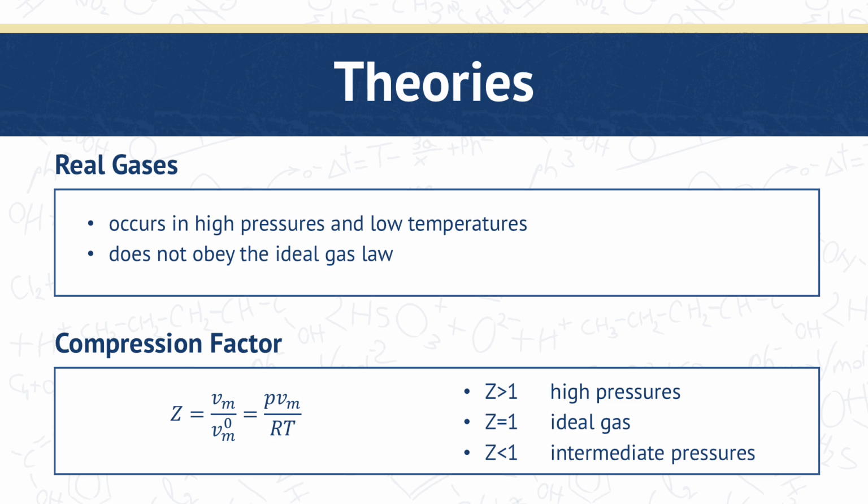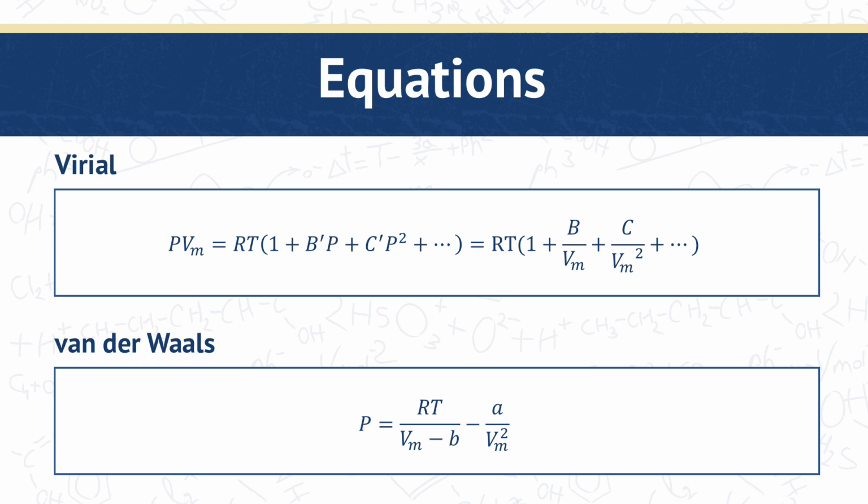If Z is greater than 1, it occurs on high pressures. This means that the repulsive forces are dominant in the real gas. If Z is less than 1, it occurs on intermediate pressures and attractive forces are dominant. Now, we will go over the different equations of state.